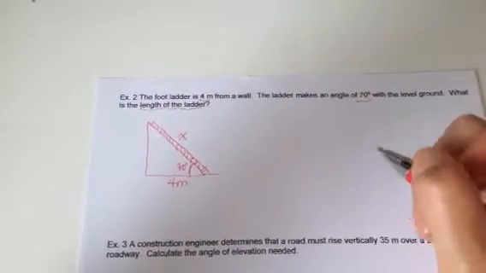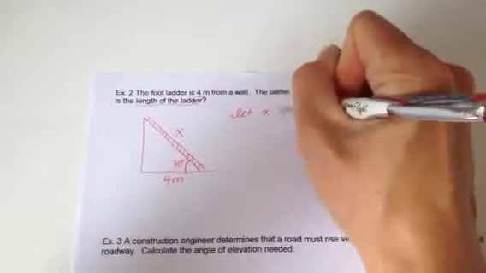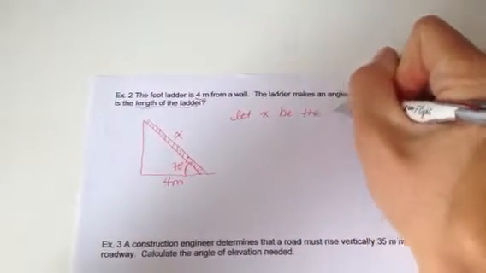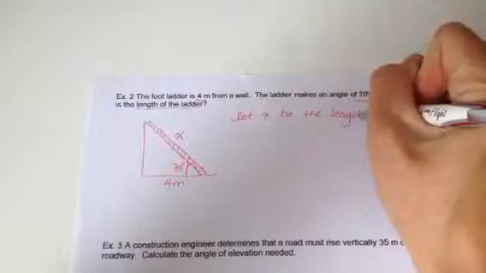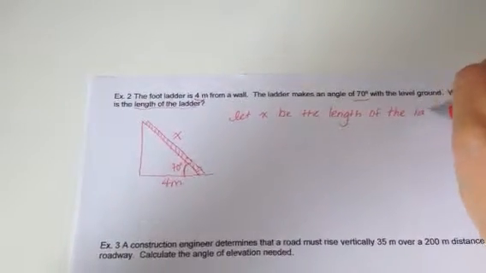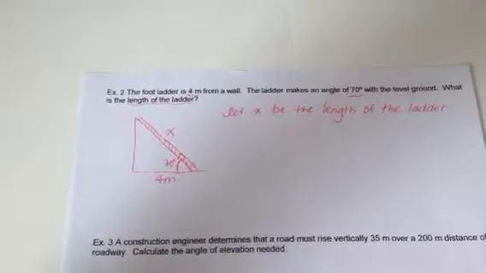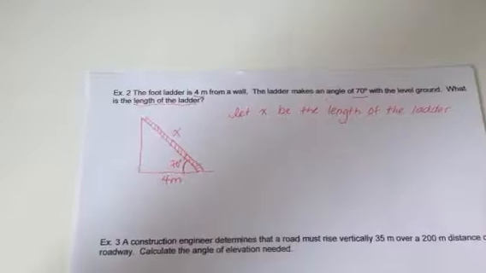The next step we want to do is write our let statement. So let x be the length of the ladder. Okay, the next step is setting up our trig ratio.